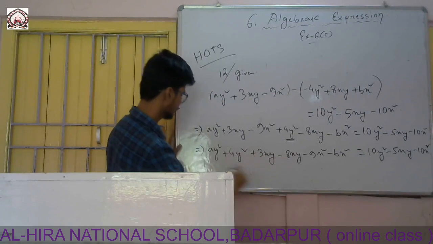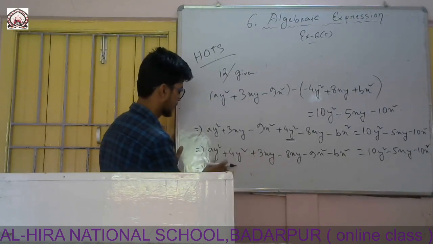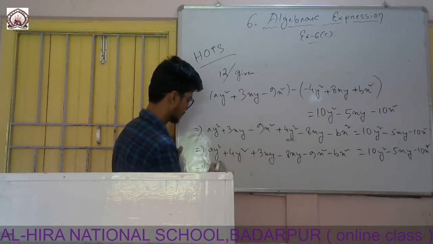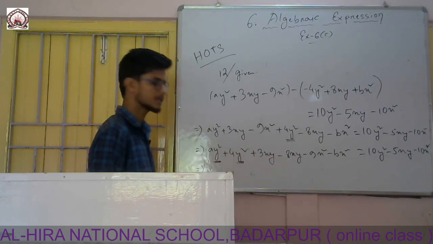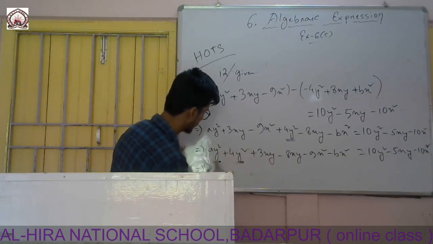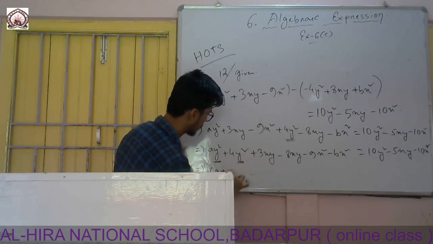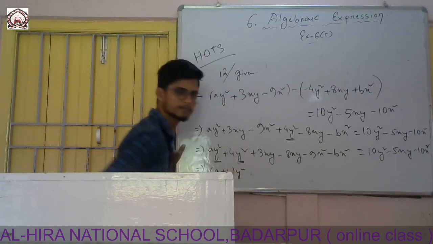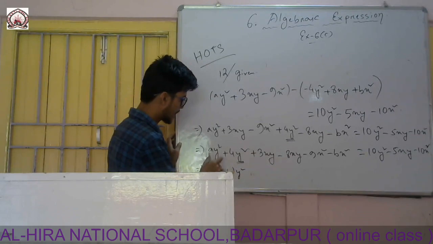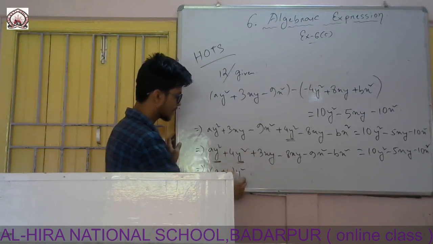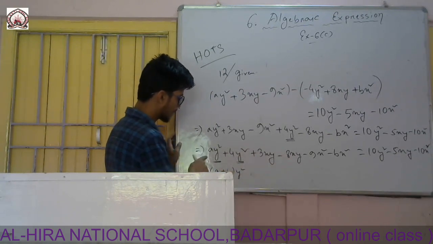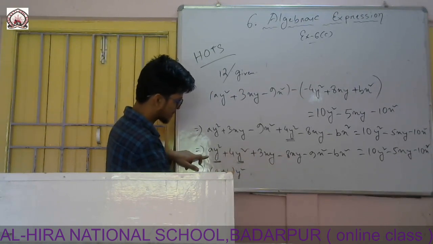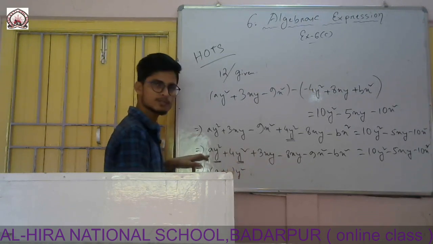So now let's solve this one. Here you see both the terms have the same variable y square, so I can take it as common. So there I can write (a + 4) y square. After taking y square common, which one is left? There is a, there is a plus sign, and there is 4 left. So I will write this one.